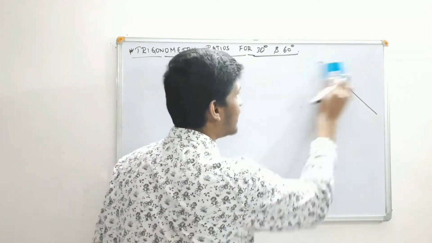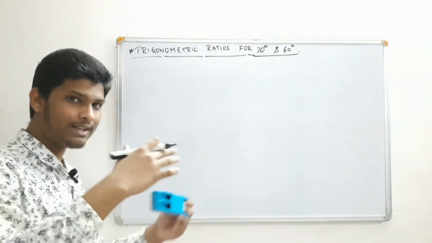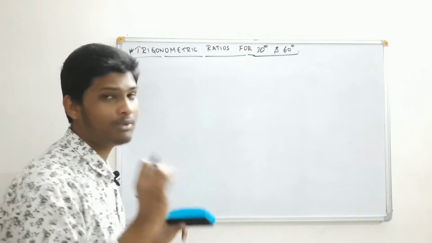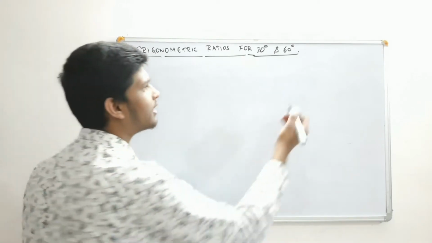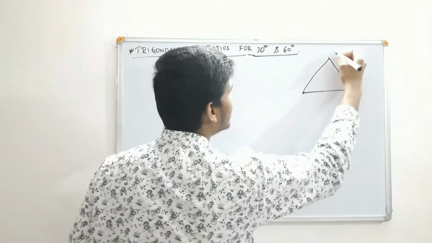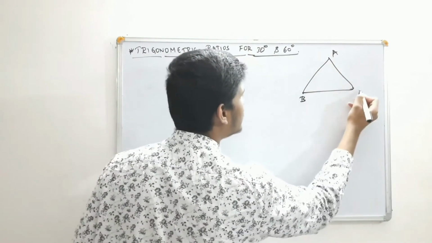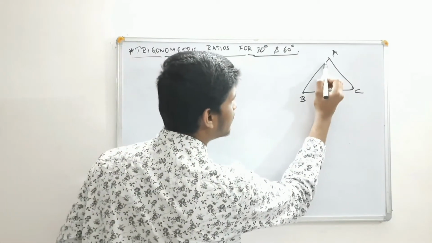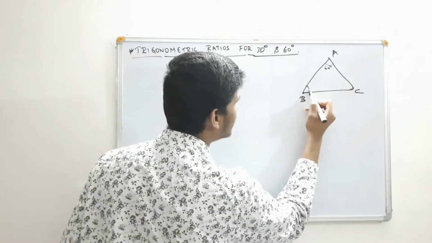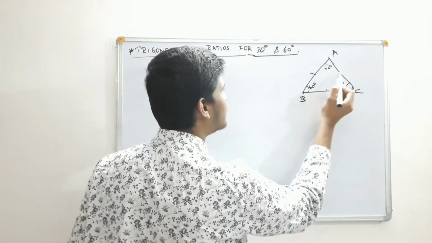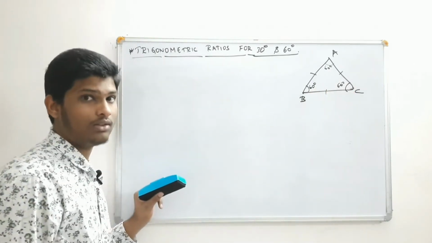One more thing, for the previous 0 degree, 90 degree, 45 degree, we took right angles to find this, but this time we are taking an equilateral triangle. Equilateral triangle means all sides will be equal, right? So let's say A, B, C, and in this equilateral triangle, this is 60 degree, this is also 60 degree, this is also 60 degree, and these angles will be same, right?